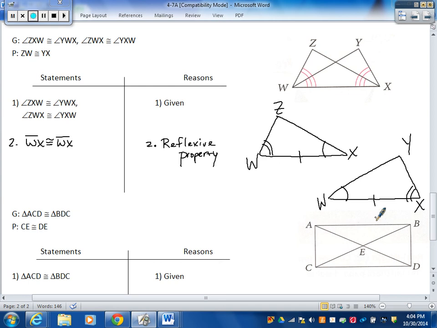Now, I hope you've gotten to the point now where when just looking at a picture of two triangles, one of the four ways that we've already talked about to prove triangles congruent just pops in your head. And so as I look up there, oh, I've got angle, side, angle, angle, side, angle. So therefore, the two triangles must be congruent. And so if I write this down, ZWX will have to be congruent to YXW.